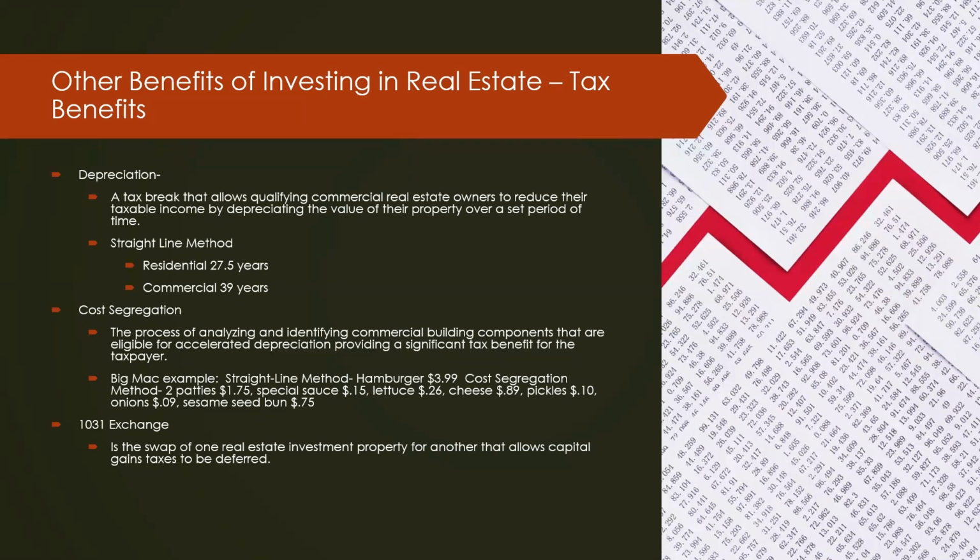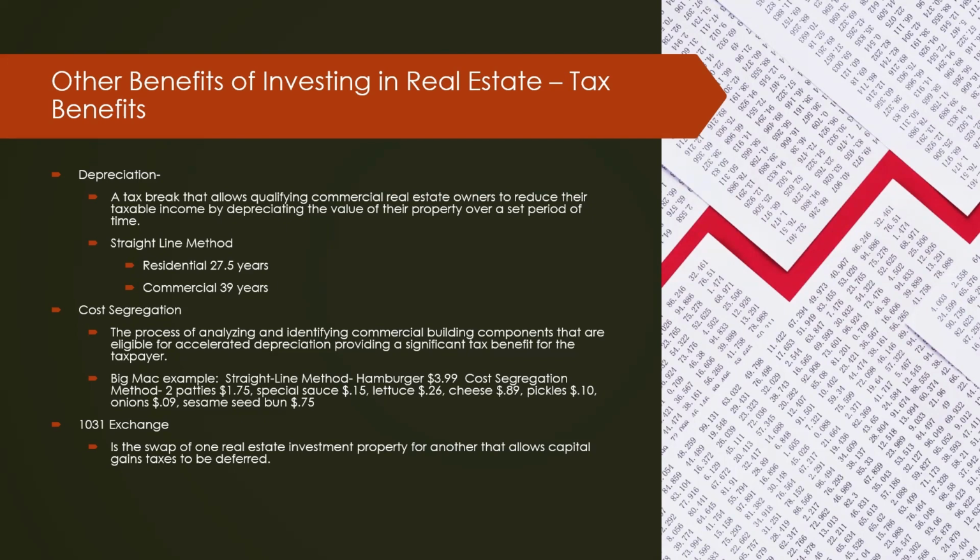But there is a typical depreciation, and there's the straight line method where you take that asset and deduct the land value, and you can depreciate that out over 27.5 years. That's on the residential side. On commercial, it's 39 years. There is also the cost segregation, and this is where we are able to take the components of a commercial building and accelerate the depreciation of that.